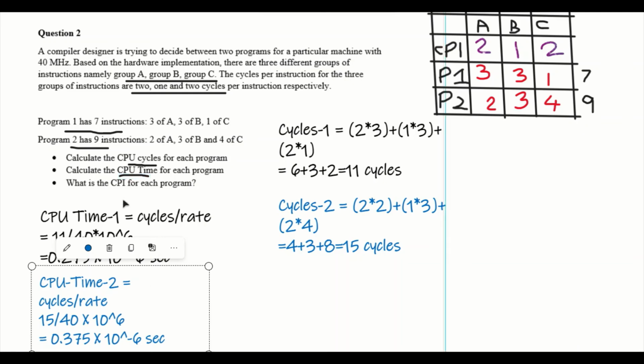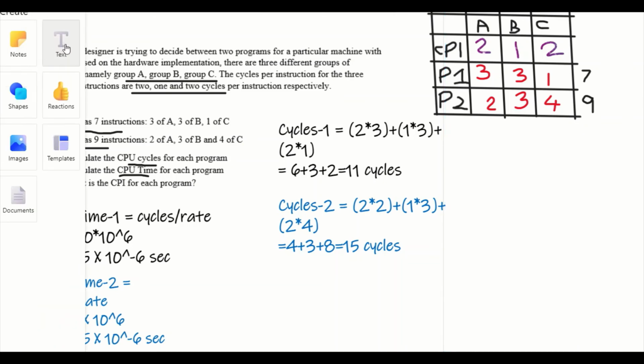Calculate the CPU time. How about the CPI for each program? The third question is asking CPI. Can you see the third question? CPI for each program. What do you mean by CPI? In the previous exercise, I told you the CPI. Very simple: the clock cycles divided by the instruction count. How many instructions are there? So let's do the third question.